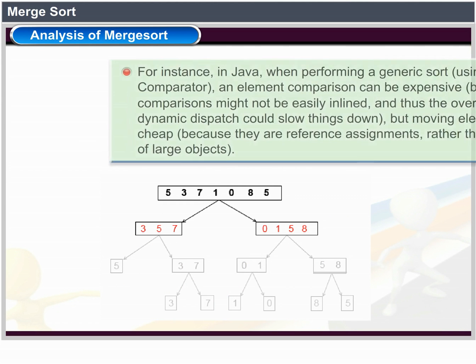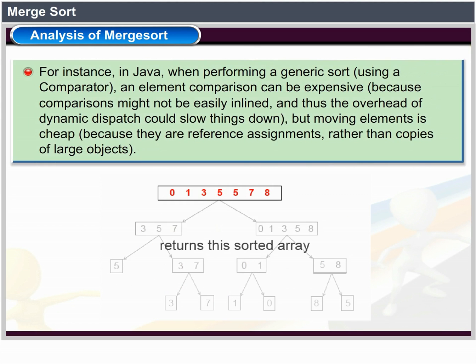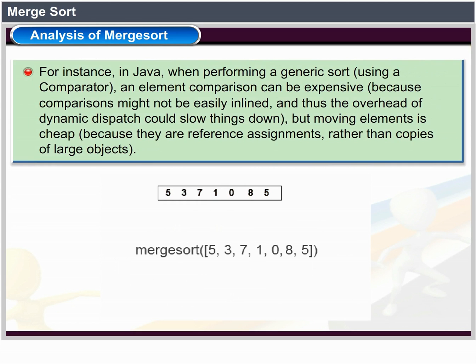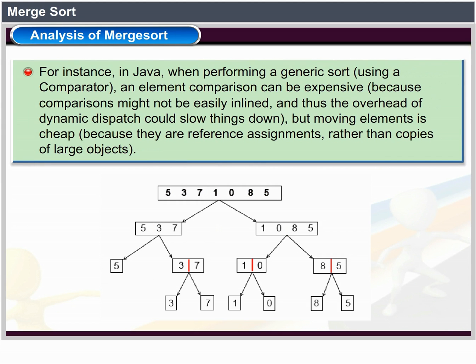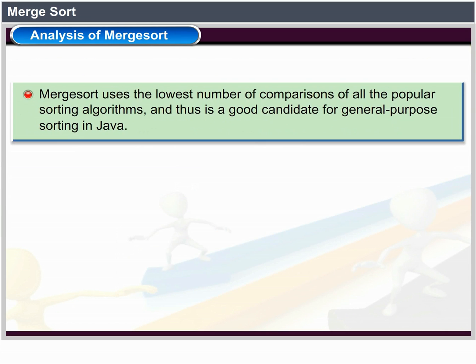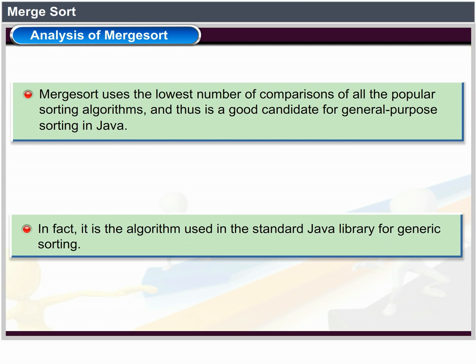For instance, in Java, when performing a generic sort using a comparator, an element comparison can be expensive because comparisons might not be easily inlined, and thus the overhead of dynamic dispatch would slow things down. But moving elements is cheap because they are reference assignments rather than copies of larger objects. Merge sort uses the lowest number of comparisons of all the popular sorting algorithms and thus is a good candidate for general purpose sorting in Java. In fact, it is the algorithm used in the standard Java library for generic sorting.